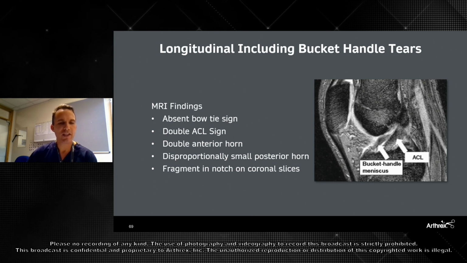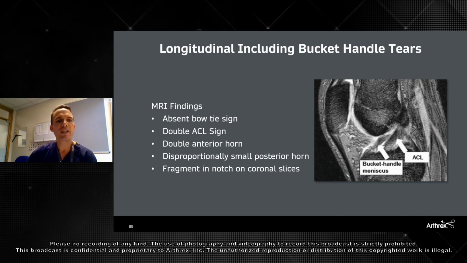The double ACL sign, so most will have heard of the double PCL sign that you tend to have with a medial meniscal tear that's displaced into the notch. With a lateral one, it can often be in front of the ACL, and that's something to look at when you're looking at your MRI scan.